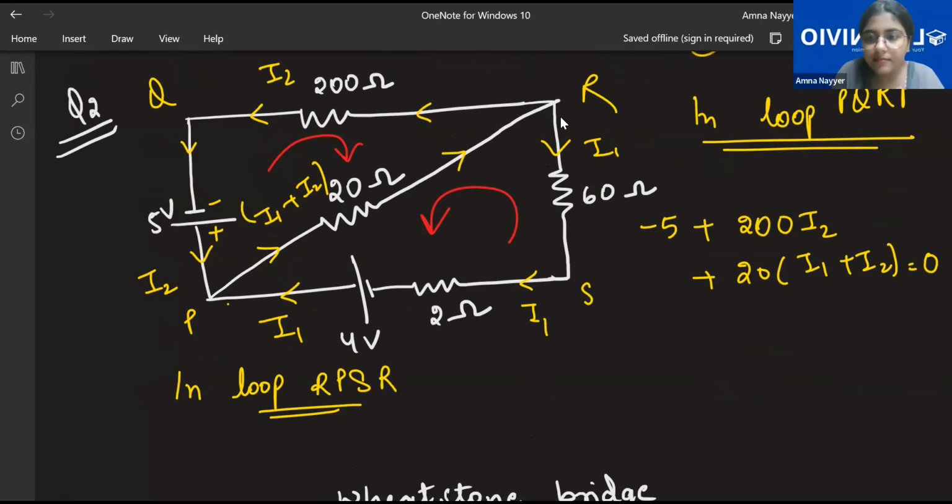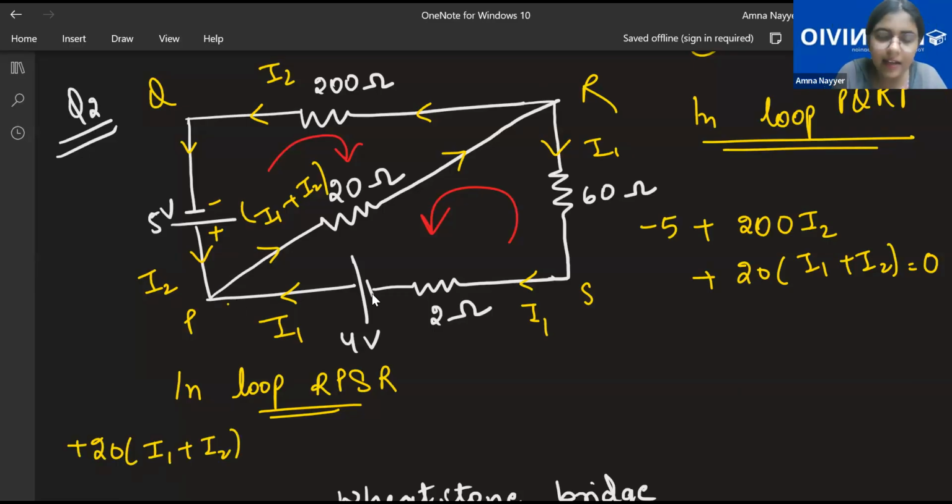Ali, you are left. Complete this. From R to P, we are moving like this. We are moving from R to P. Positive or negative? Positive. Yes, this will be positive. This is in the opposite direction. So 20 (I1 plus I2).